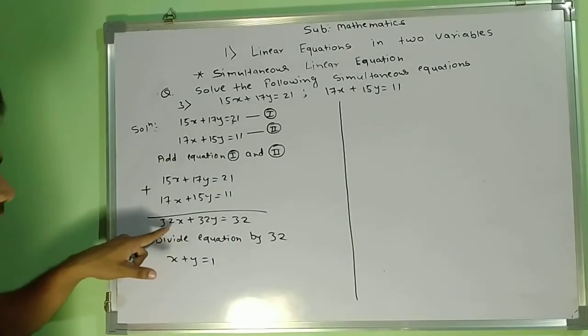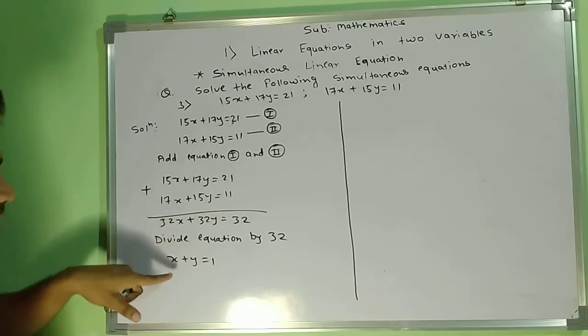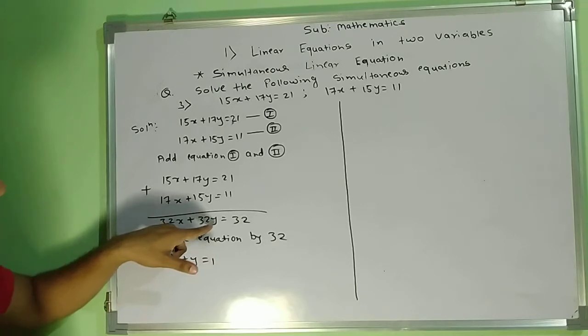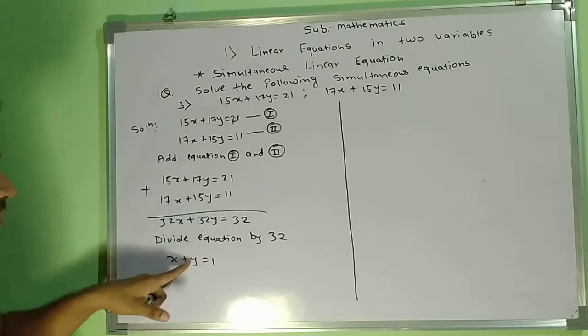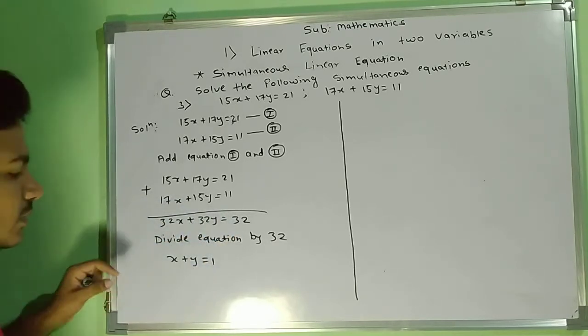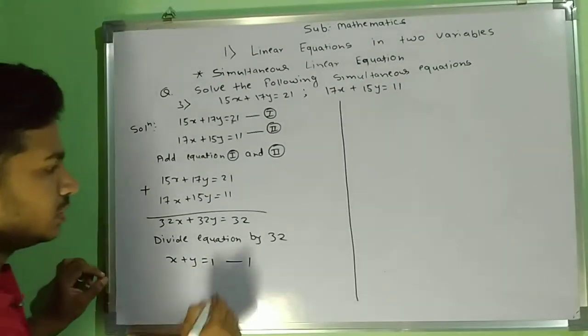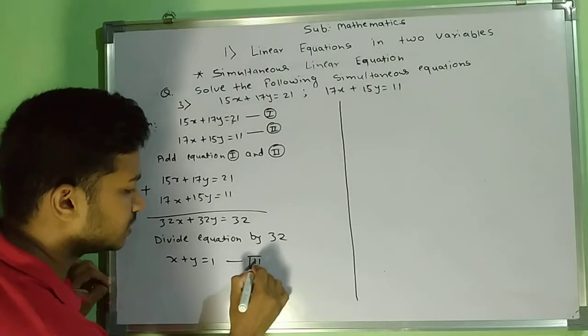Look here, after dividing that by 32, that 32 will cancel, only 1 will remain, that means coefficient of x is a 1. After dividing here also by 32, only 1 will remain, here also only 1 will remain. So what we got, x plus y is equal to 1. We will make that equation as equation number 3.